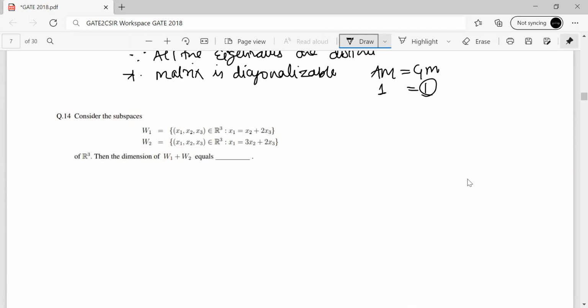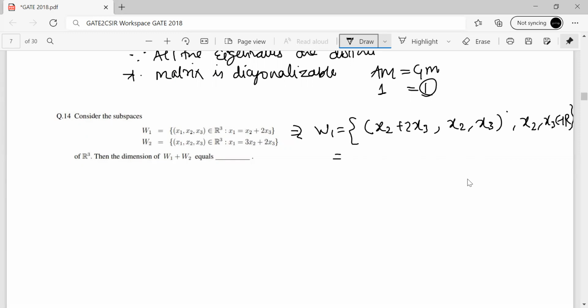This is the same problem as solved in GATE 2017, except that there they were asking for the null space, and right now here they have asked for the dimension of the subspace. So let's consider you are given that W1 equals the collection of x1, x2, x3 belonging to R3, such that x1 is x2 plus 2 x3. Can I write it in this manner? Instead of x1, I'll write x2 plus 2 x3, comma x2, comma x3. So I just have to check how many vectors here are free.